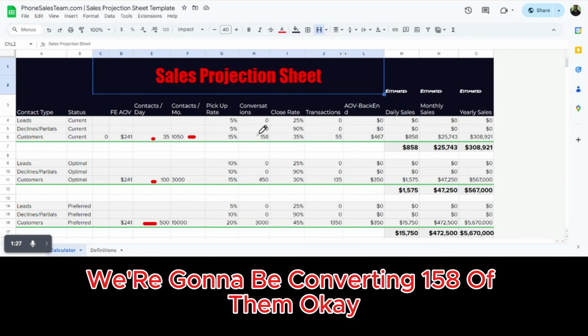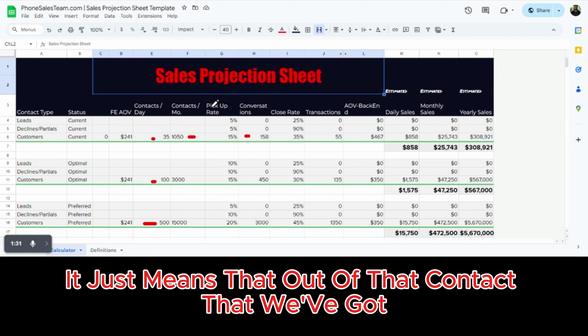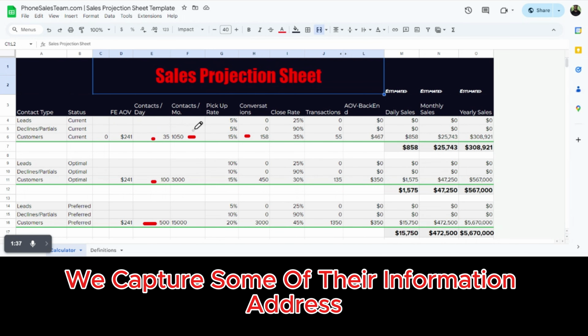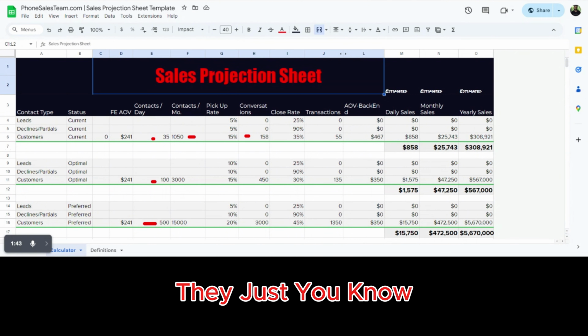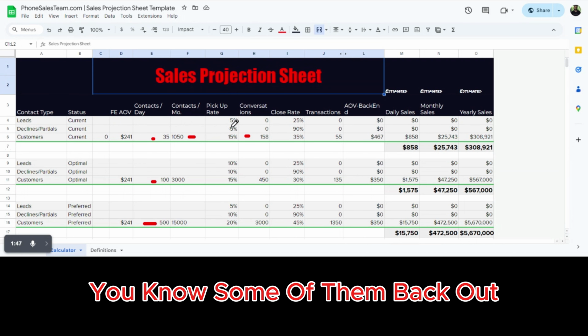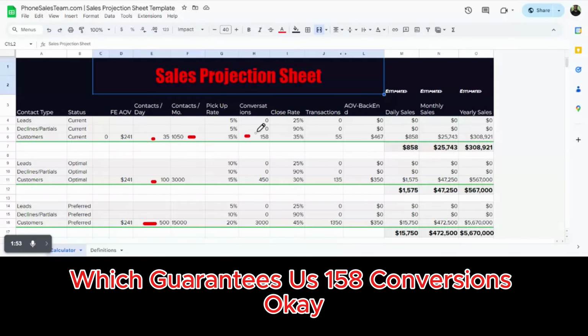Now, this doesn't mean that they're going to become an order. It just means that out of that contact that we've got, we turn them into a lead. We capture some of their information, address, email, even credit card number. For some reason, not all of them end up purchasing, some of them back out. But what we want to focus on is a 15% pickup rate, which guarantees us 158 conversions.